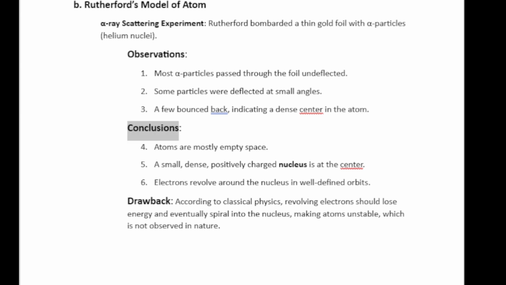Conclusions: atoms are mostly empty space. A small, dense, positively charged nucleus is at the center. Electrons revolve around the nucleus in well-defined orbits. Drawback: according to classical physics, revolving electrons should lose energy and eventually spiral into the nucleus, making atoms unstable, which is not observed in nature.